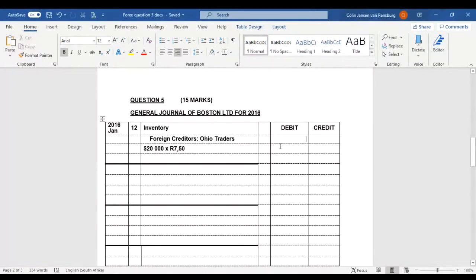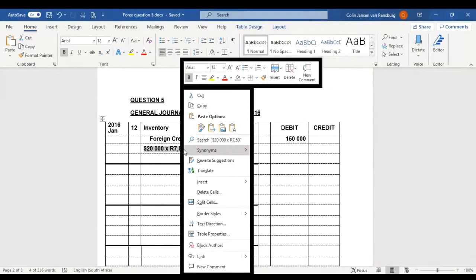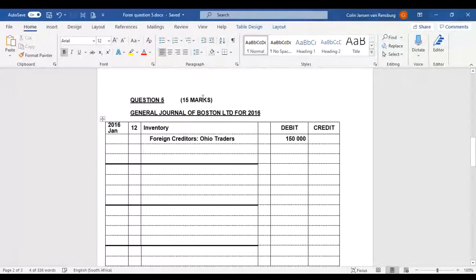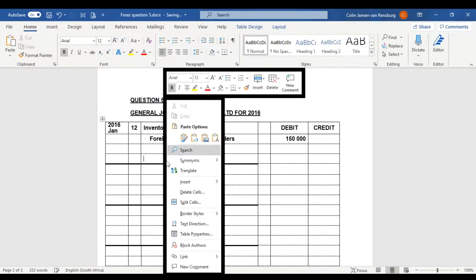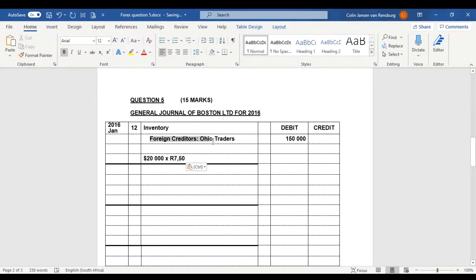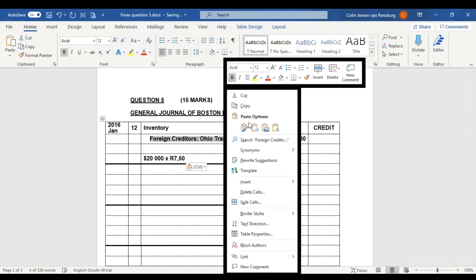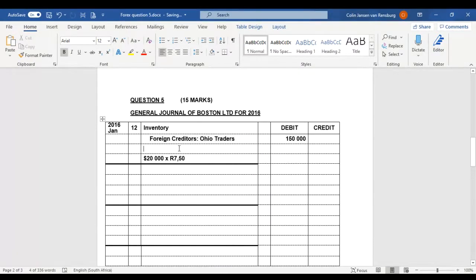Okay, so let's go and record that entry. So that'll be 150,000 rands. Oops. Let me just correct this. I started my inventory next to the debit and credit. Let me just move all of this one row down. Now I'm wasting your time. Sorry about that.